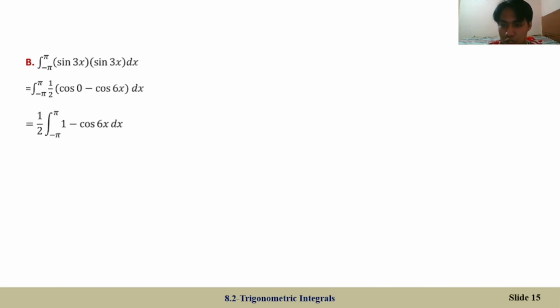And since cosine 0 is equal to 1, we get a new form of integral right here. By then, just again do basic integration. You will get your answer right here. And since this is a definite integral, you must plug the values into places where there is the x variable. By then, you're left with the answer, which is pi.